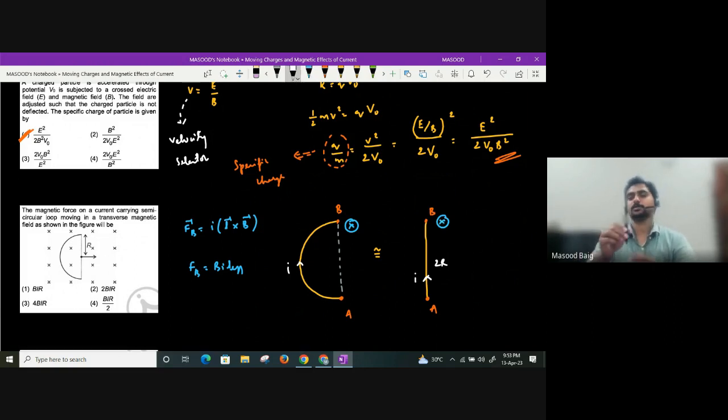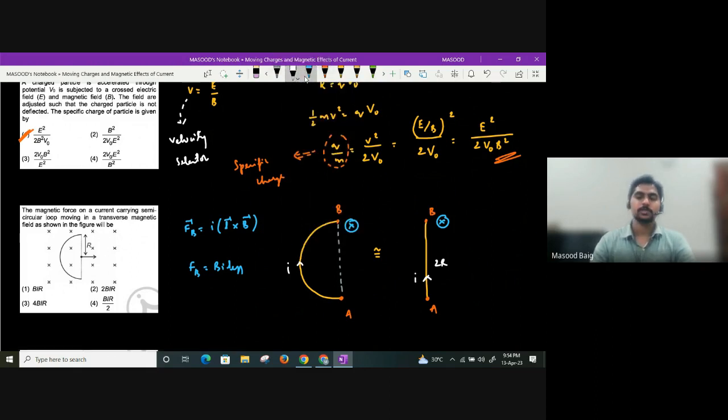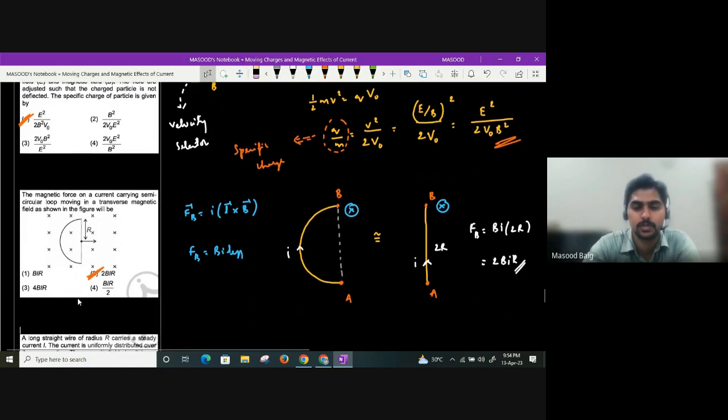See, the length vector is along the y direction. The magnetic field is along the z direction. So directly I can write B into I into L effective, or usually B into I into L sine theta, you are going to get, guys. So here, what is the L effective value? It is 2r. So I will get the magnetic force as B into I into 2r, which is 2BIR. Clear? Understood? Yes or no? I hope it is clear, guys.